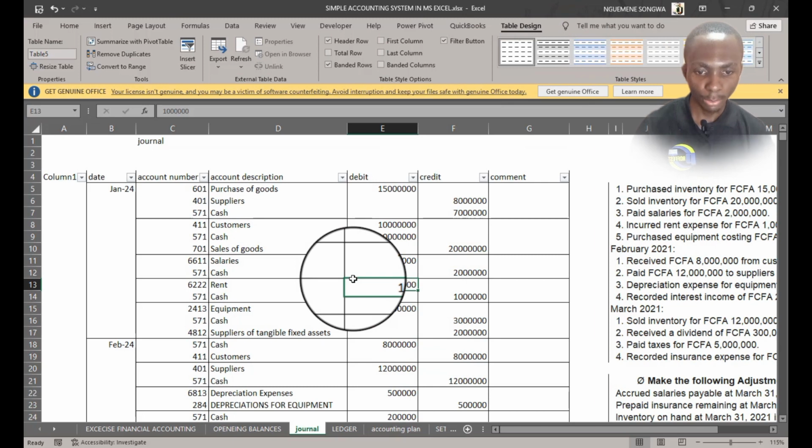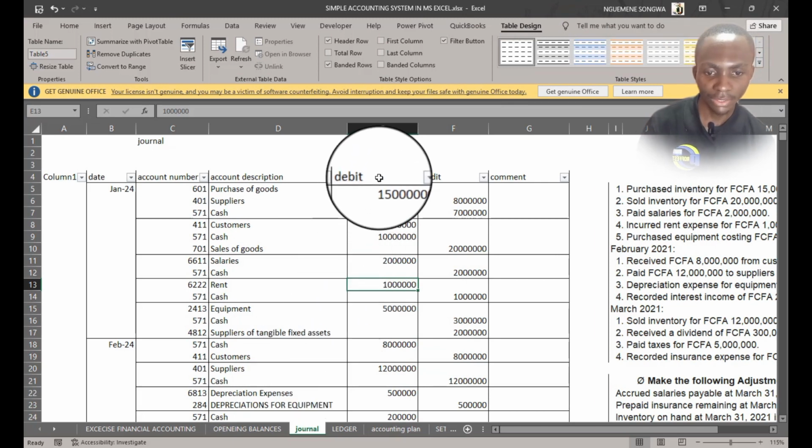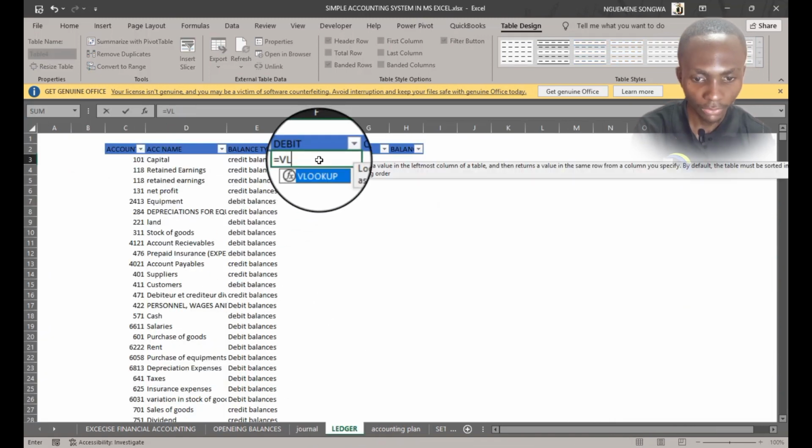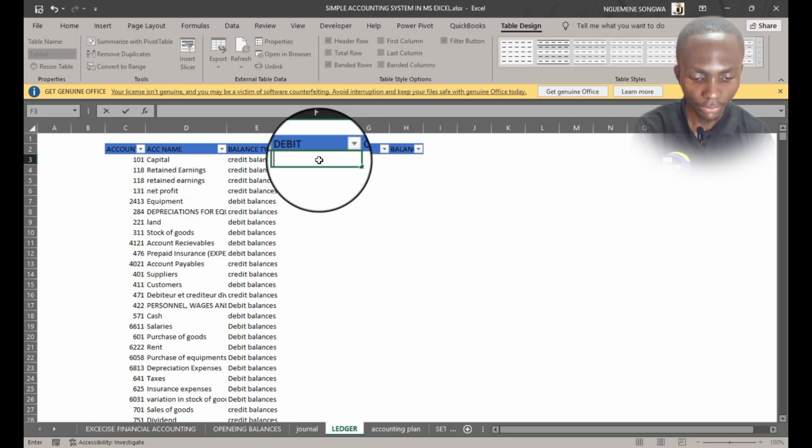So it is just in the table because there are some facilities in terms of selecting the column now, which will be much easier. So I come back to my ledger. I will say equals SUMIF.